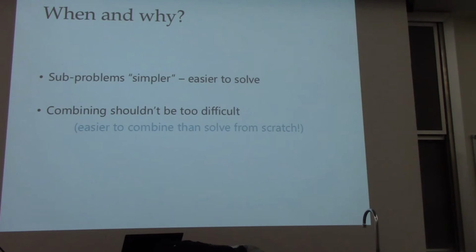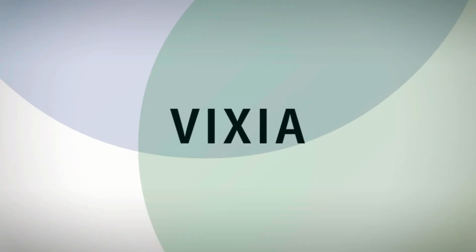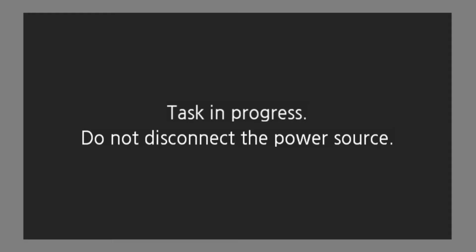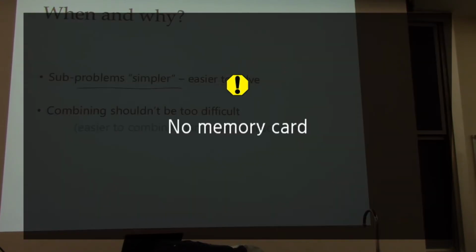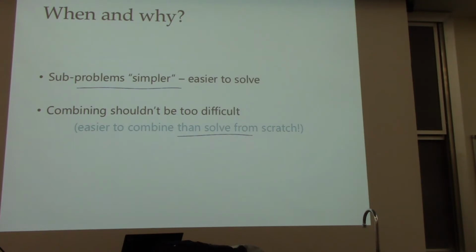Ideally we would want to pick subproblems that are simpler. Usually they'll have a smaller size, but they could also be simpler in other ways, like maybe a smaller number of edges, and might have the same number of vertices if you have a graph problem and so on. And ideally, combining solutions should be easier than solving from scratch. So these are the places where you would want to use divide and conquer.